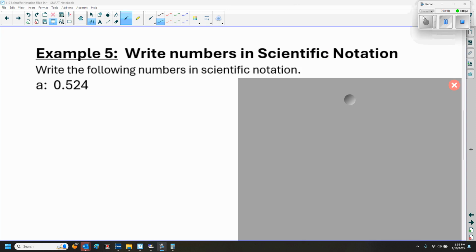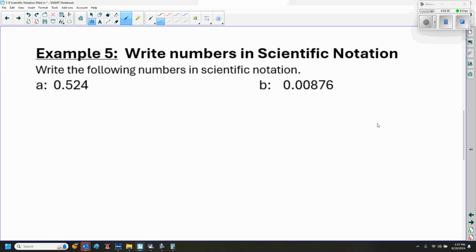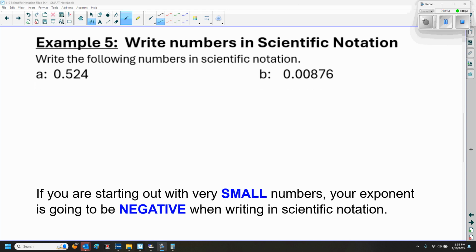All right, so for example 5, we want to write these in scientific notation. And notice we have numbers that are very small. So if we have numbers that are very small, that means when I write those numbers in scientific notation, our exponent is going to be negative. All right, so make sure you write this down. If you are starting out with very small numbers, your exponent is going to be negative when writing in scientific notation. So here, we're starting out with very small numbers.